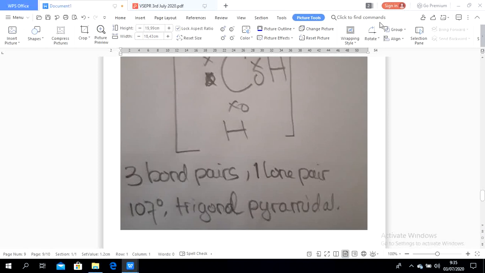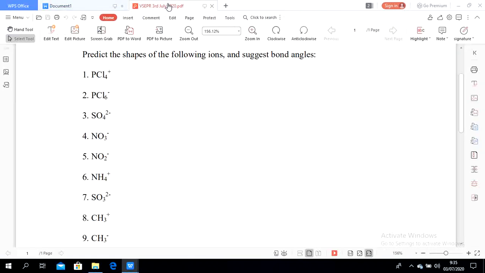Okay, so this is the discussion of today's worksheet. We are doing it online. We are going to see each other again the next day with more discussion on the chapter VSEPR and also chemical bonding in simple molecules.